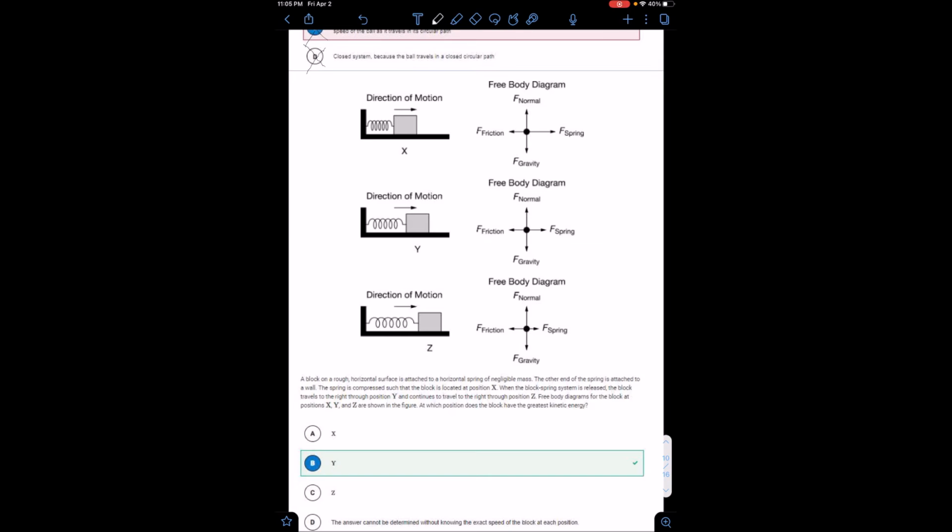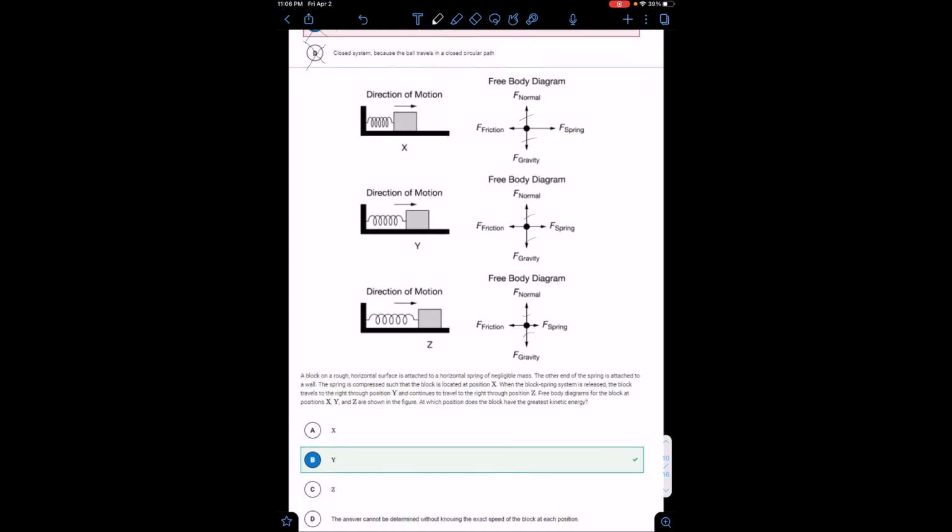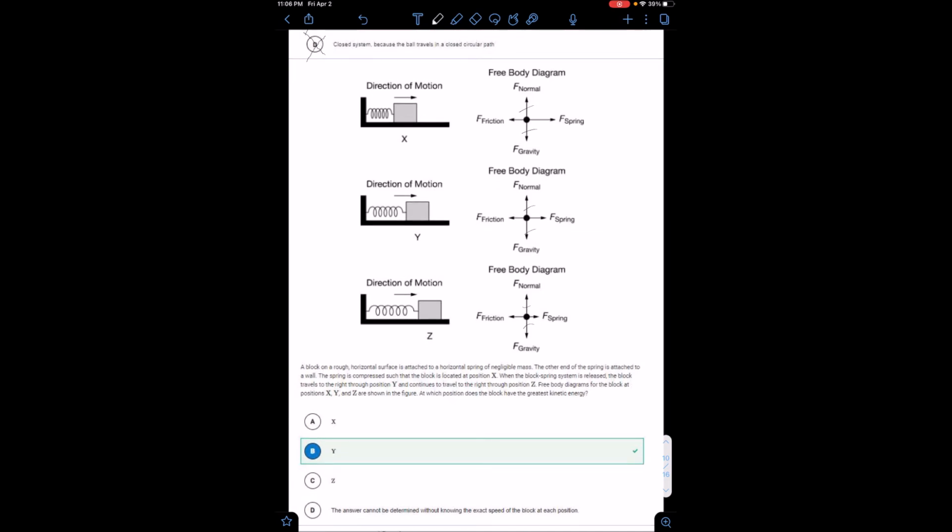Alright, so first thing to note is that the normal force and the gravitational force are equivalent, meaning that there's no change in Y at all. So now we're only concerned about the kinetic energy of the system. When it's compressed, there's no kinetic energy at all. You have the maximum gravitational potential energy.